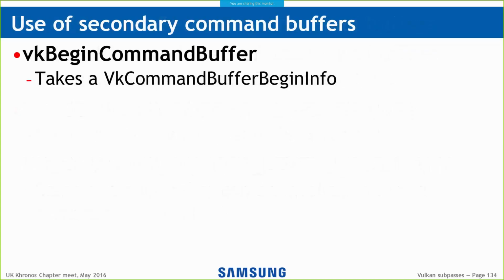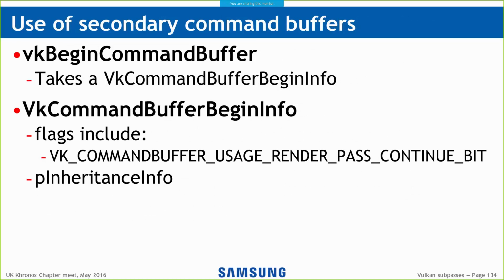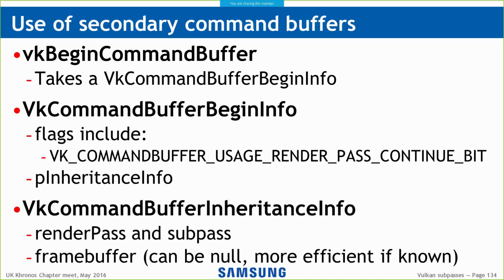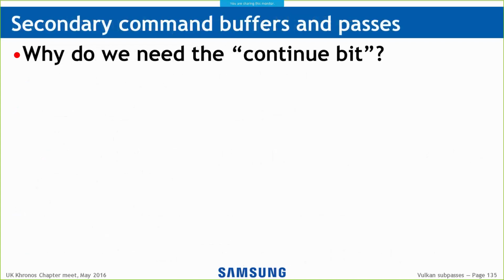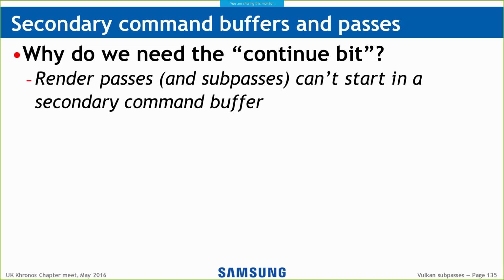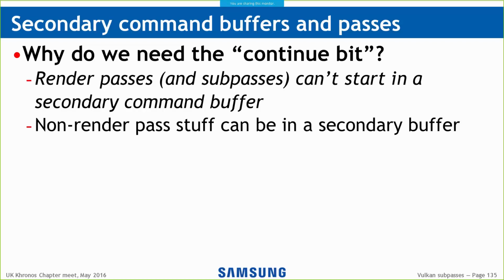So when you begin a command buffer, there is a way of saying in the secondary command buffer that you're going to inherit information from the primary, and that includes the render pass and the subpass that will be on when you're doing that. You can optionally pass through the framebuffer to say what actual destination you're writing to. That's optional, which means you can change the framebuffer in the secondary command buffers. So just to clarify that, you need a continue bit because you can't start a render pass in the secondary command buffer. You have to say you're inheriting things. You can do other things in the secondary command buffer, for example, new shaders and the other kind of things that Michael was talking about.